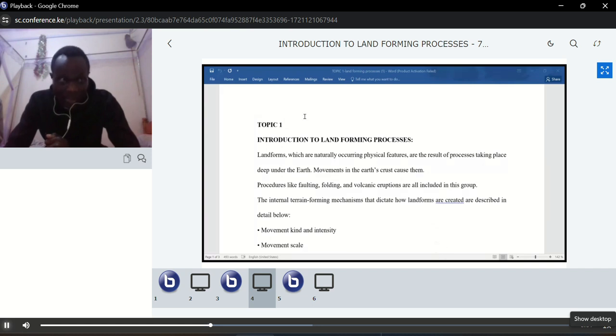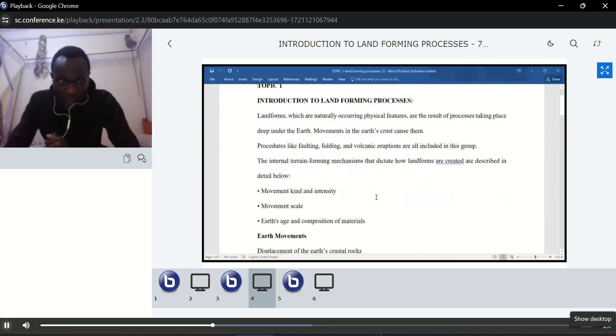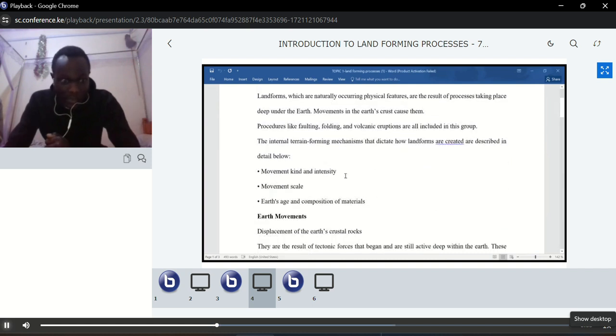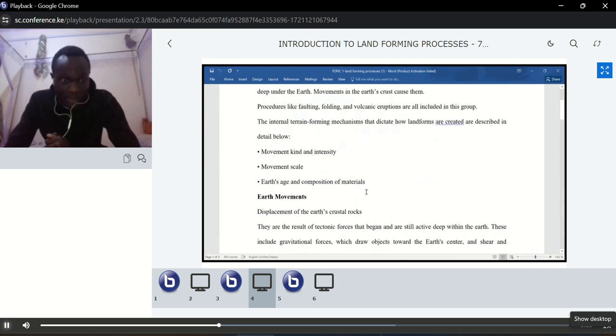We have number one, that is the movement kind and intensity. Number two is the movement scale, Earth's age, and composition of materials. And we start with the Earth movement: displacement of Earth's crustal rocks.